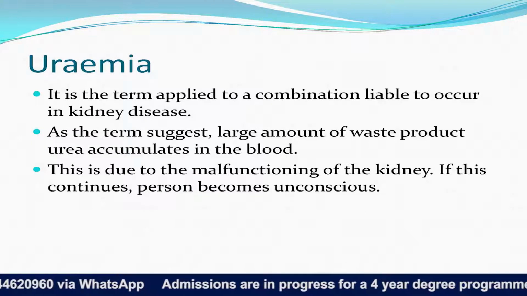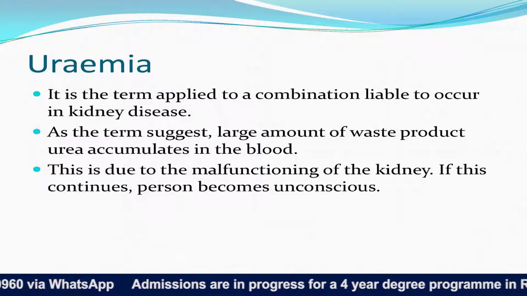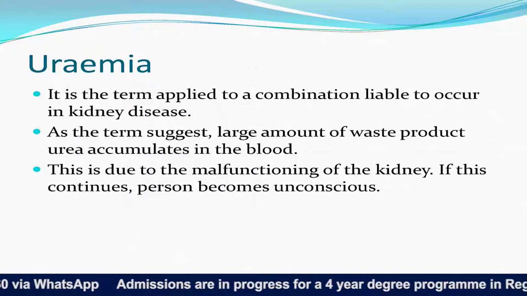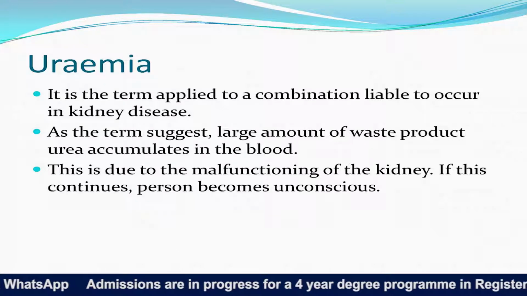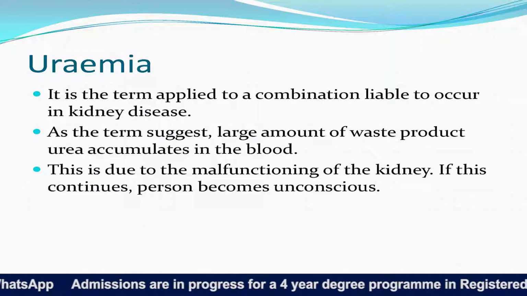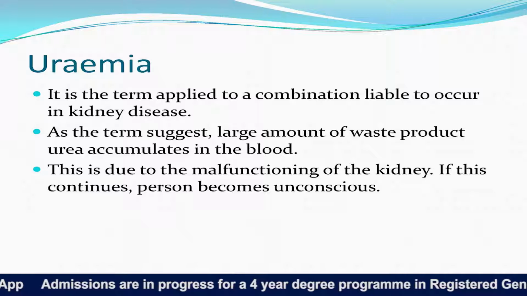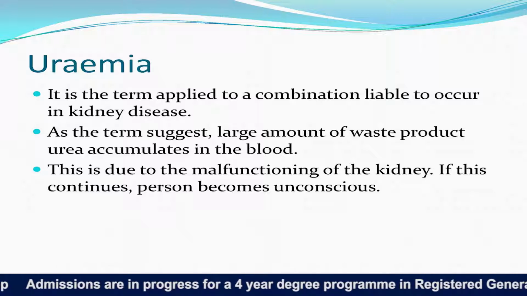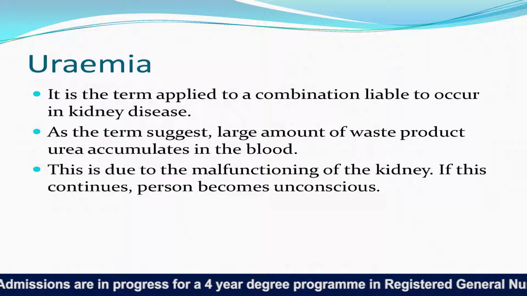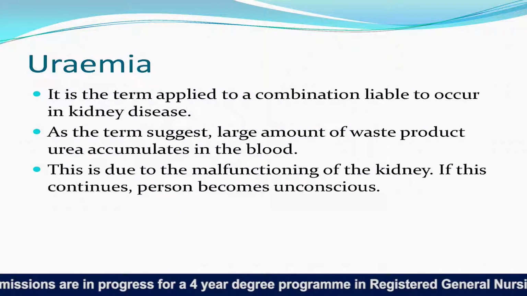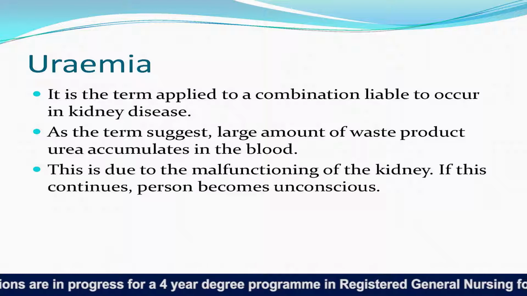Now, uraemia. Uraemia can also present itself as unconsciousness. It is a term applied to a condition liable to occur in the kidney, as the term suggests, where a large amount of waste product, urea, accumulates in the blood. So "ura" refers to urea and "aemia" is blood: urea in the blood, accumulation of urea in the blood, and it is a result of malfunctioning of the kidney.